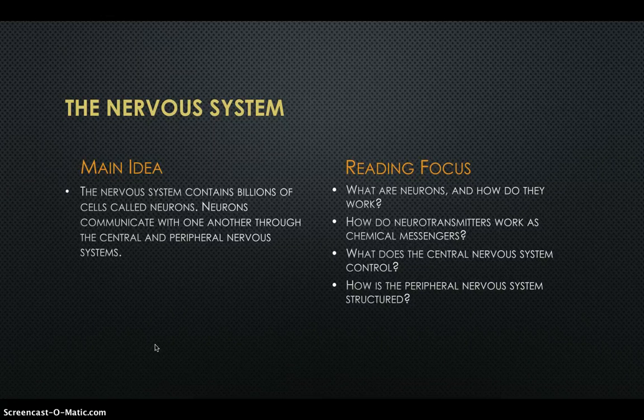We have 4 reading focus questions. What are neurons and how do they work? How do neurotransmitters work as chemical messengers? What does the central nervous system control? And how is the peripheral nervous system structured?